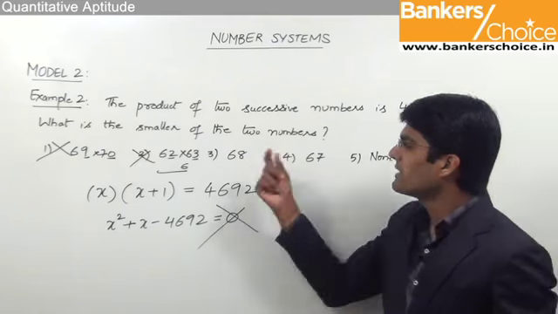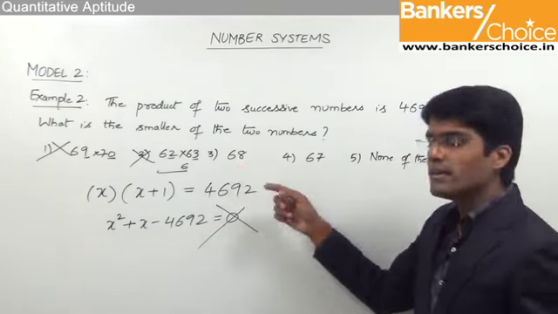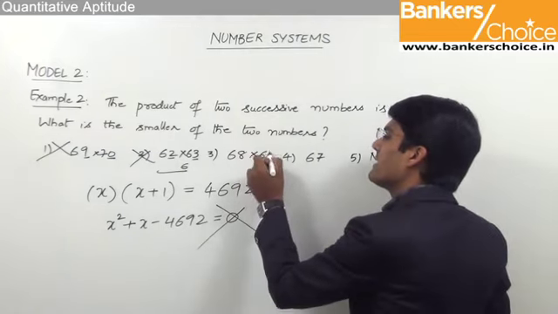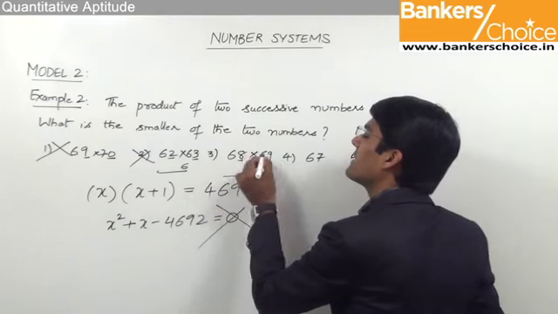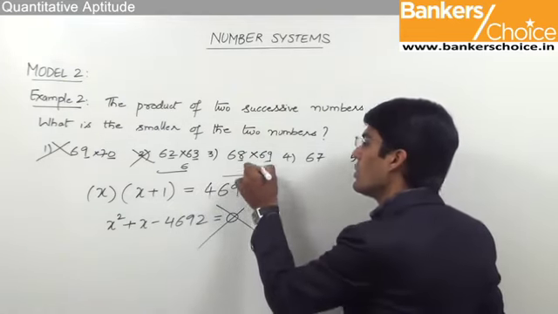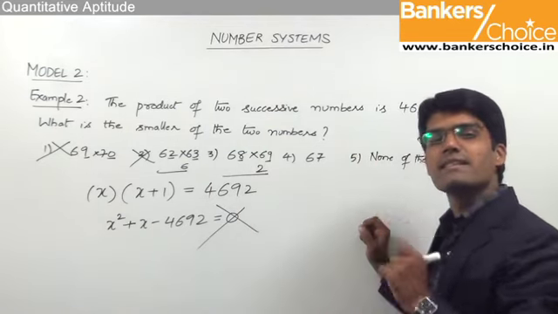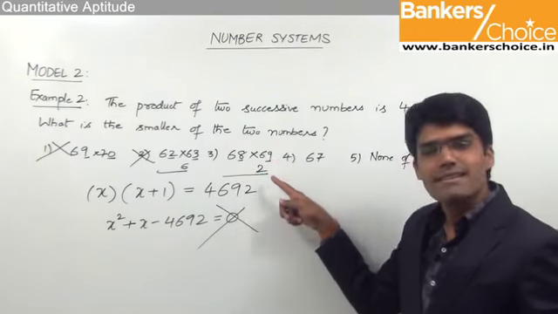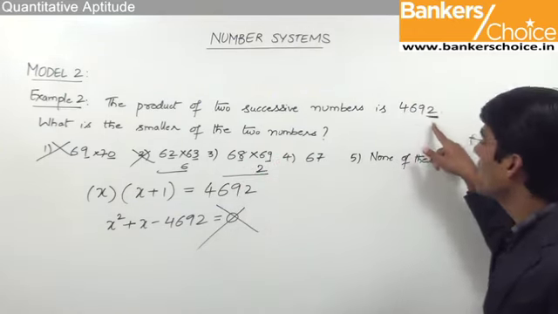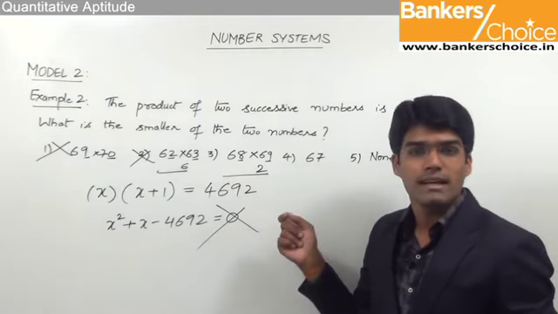When we go for option number 3 here, the given number is 68. Now if this is the smaller number, the larger number has to be 69. So if one number ends in 8 and the other number ends in 9, their product, 8 into 9, ends with 2. Because 8 into 9 is 72, so 2 will be in the unit space and 7 gets carried forward. Now if you look at this, the product of 68 and 69 ends in 2, and even the given product here is ending with 2. So option number 3 may be the correct answer.